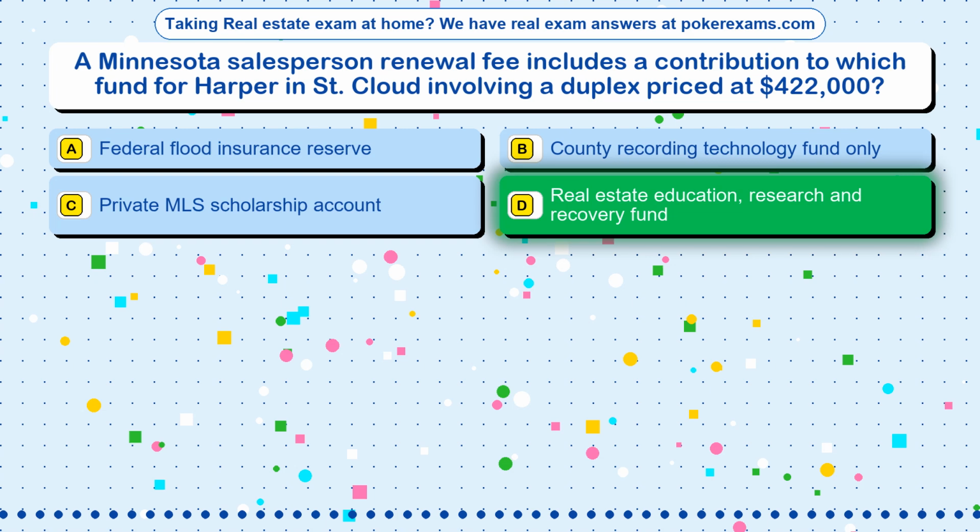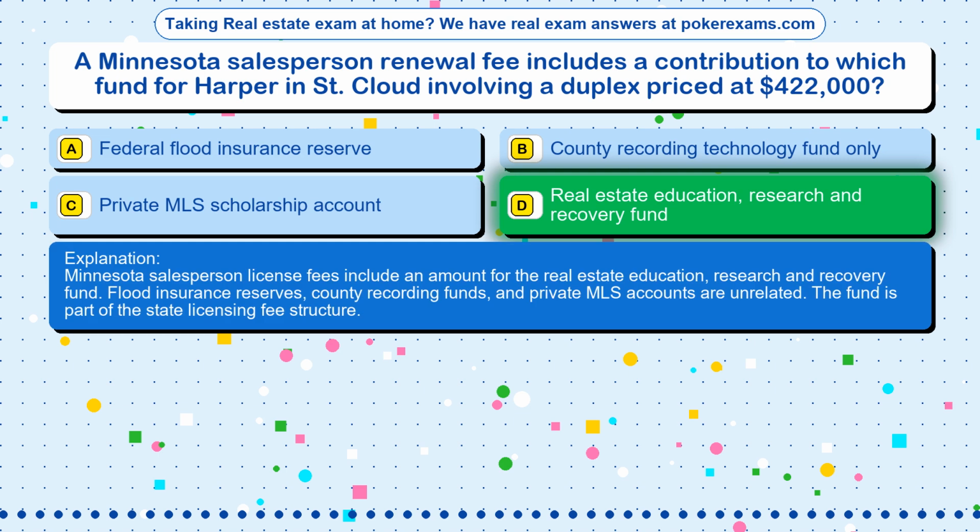The correct answer is option D, Real Estate Education, Research and Recovery Fund. Minnesota salesperson license fees include an amount for the Real Estate Education, Research and Recovery Fund. Flood insurance reserves, county recording funds, and private MLS accounts are unrelated. The fund is part of the state licensing fee structure.